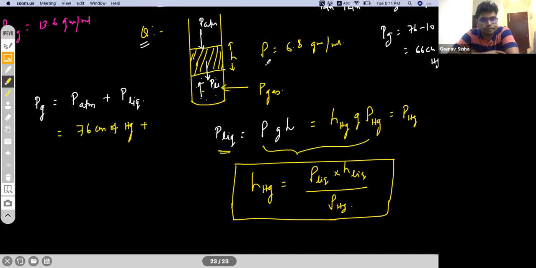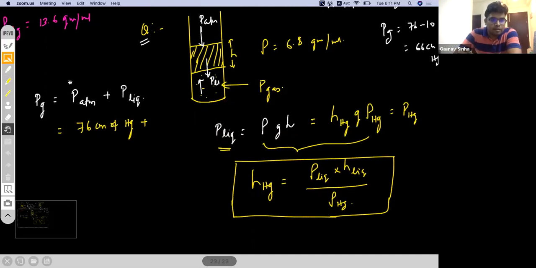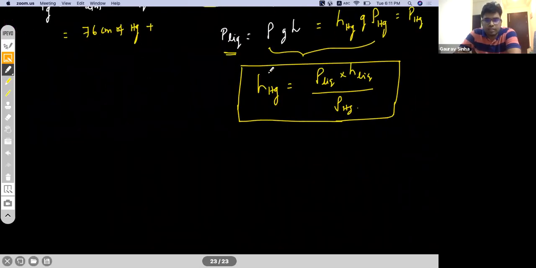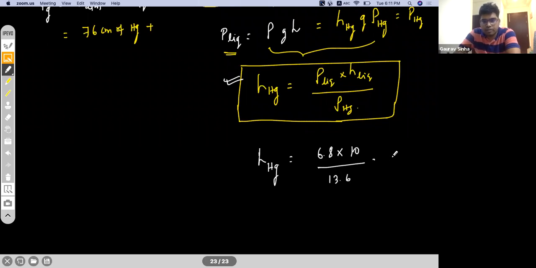Did you understand this? Any doubt in this? So first of all, we'll find this height of mercury column and then this height will be added over here. This formula you can memorize, it is useful for all the questions. In general, you can memorize this formula. H of Hg is 6.8, the density of that liquid given, times 10 centimeter height, divided by 13.6. So obviously it comes out to be 5 centimeter of Hg.